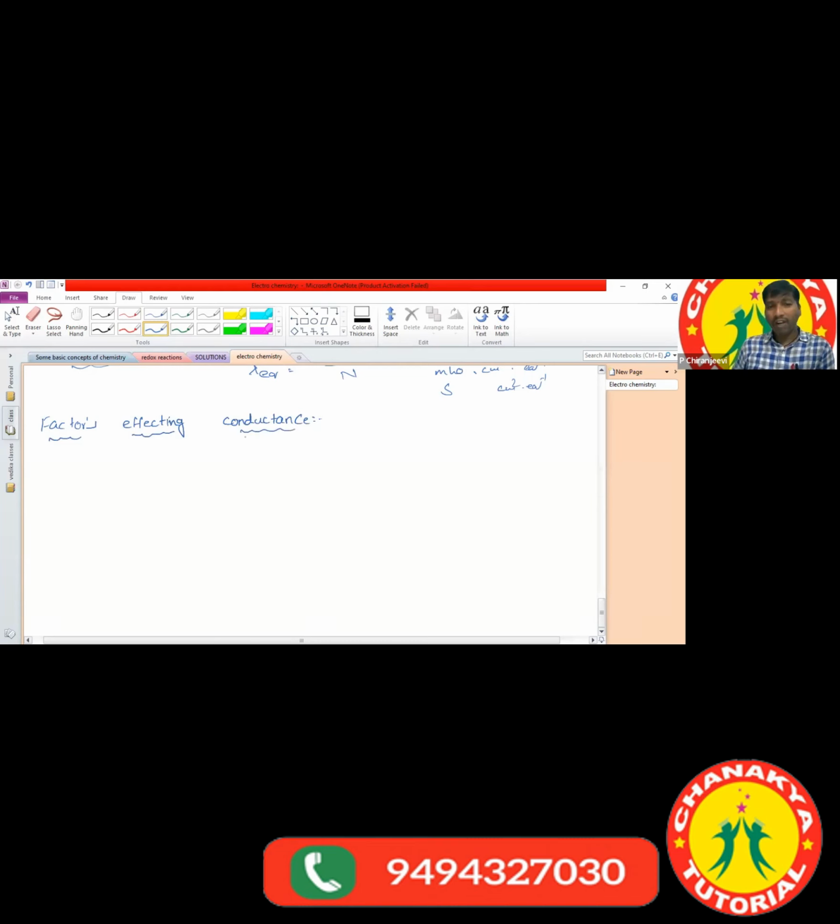We have different types. One is the nature of electrolyte. Because we have strong electrolytes and weak electrolytes, strong electrolytes have high conductance compared with weak electrolytes. So conductance depends upon the nature of the electrolyte.